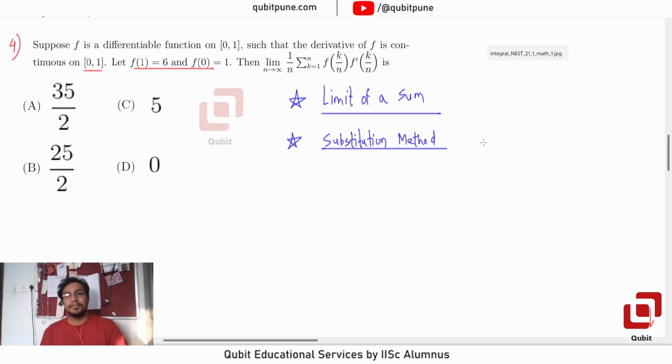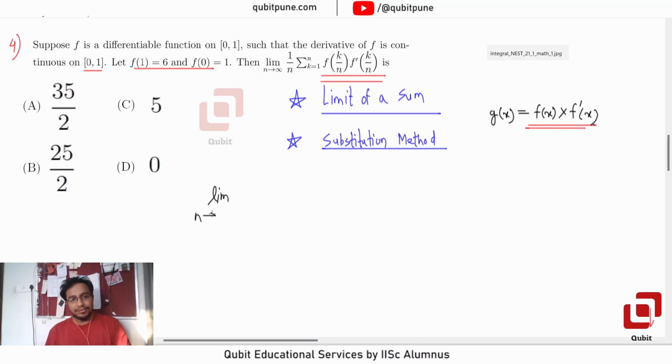If you don't follow it, what we will do is, let us assume that g(x) is f(x) into f'(x). And now this move is encouraged from the sum here, f(k/n) into f'(k/n). Now let's take into consideration this: limit as n tends to infinity, 1 upon n, summation r goes from 1 to n, g(r/n). Well, I use r because that is a more convenient notation and we have been using r in our theory.